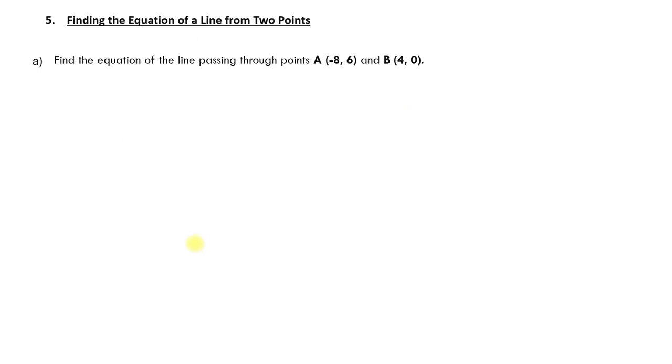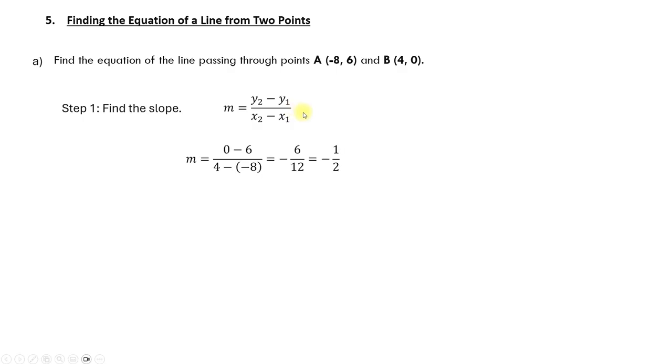Find the equation of the line passing through the point A, negative 8, 6, and point B, 4, 0. Now in this case, we're not told what the slope is, but we have enough information to figure out what the slope is by using this formula here. So we'll take these values, plug them into this formula right here. And when we do that, we end up with a value of -1/2.